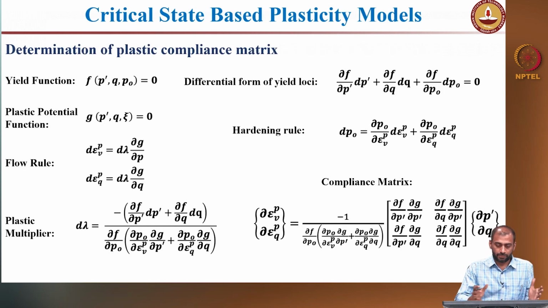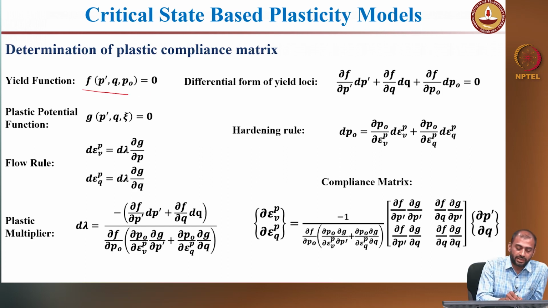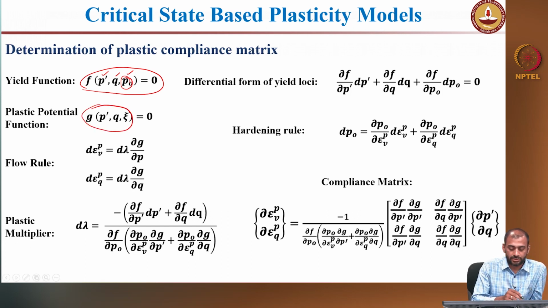From this discussion on the fundamental tenets of plasticity, you have a yield equation. In our case, it is dependent on p prime, q, p naught, where p naught is the pre-consolidation pressure. You have a plastic potential function, which is a function of the internal variables p prime and q, and you also have the flow rule. This is for the volumetric strain and this is for the deviatoric strain.